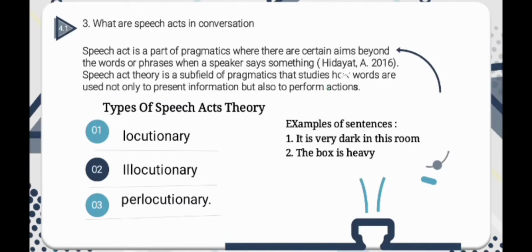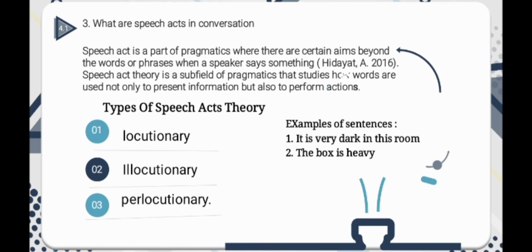Hello, I am Sabila Azkia. As the last presenter, I will discuss material about what are speech acts in conversation. This is according to Hidayat 2016. Speech act is a part of pragmatics where there are certain ends beyond the words or phrases when a speaker says something. Speech act theory is a subfield of pragmatics that studies how words are used not only to present information but also to perform actions.